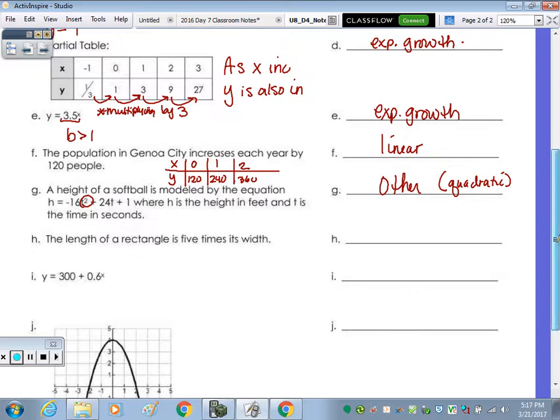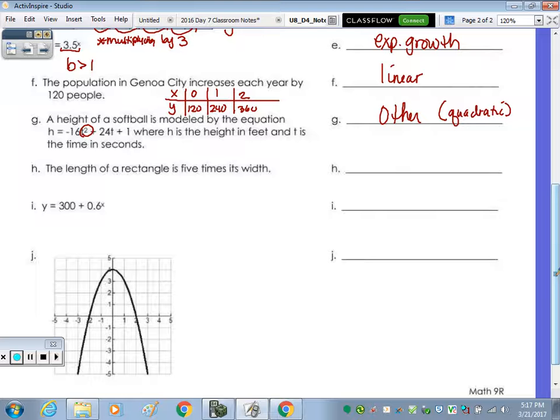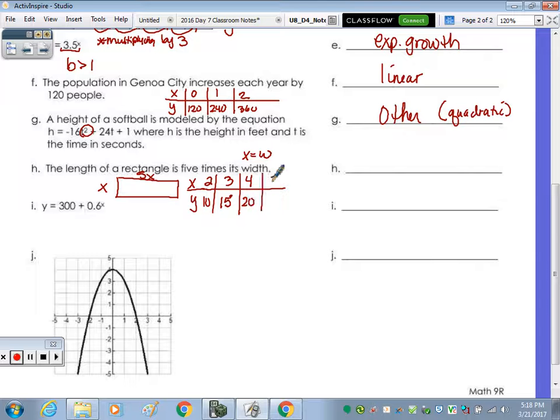H, the length of a rectangle is 5 times its width. Okay, so we have a rectangle, the width is x, the length is 5 times x. So if we look at this in terms of a table, x and y, if we say x is the width, right? So if x is, say, 2, then the length is 5 times the width, so that would be 10. If the width was 3, 5 times 3, the length would be 15. If the width is 4, the length is 5 times 4, 20. If the width is 5, 5 times 5, 25. So as our widths increase by 1, we notice to go from one y to the next, we're adding 5, which would be linear.